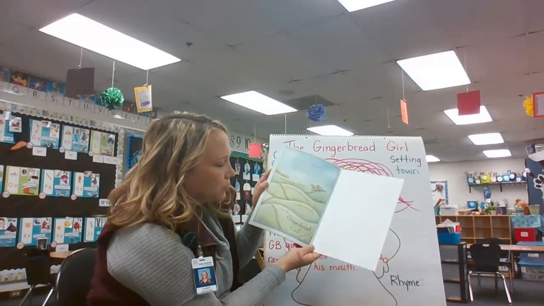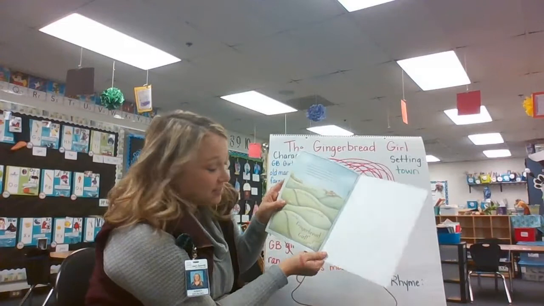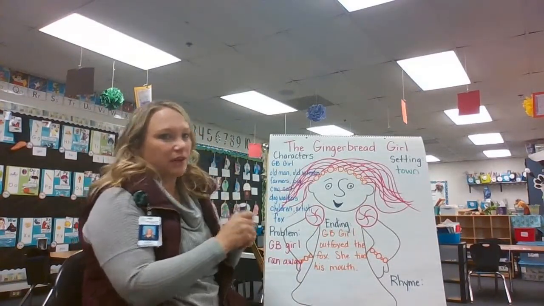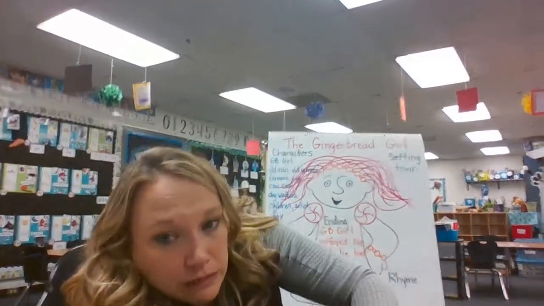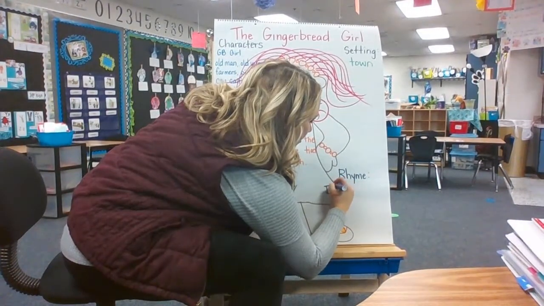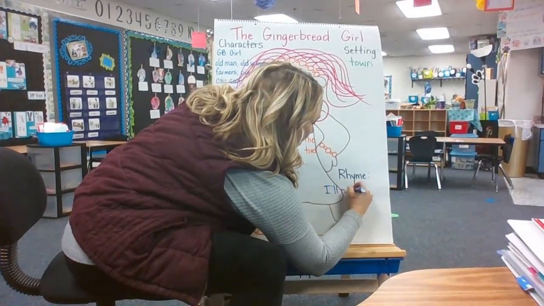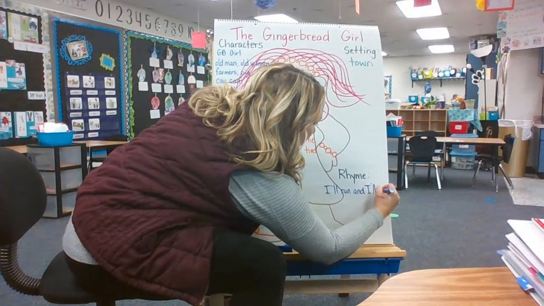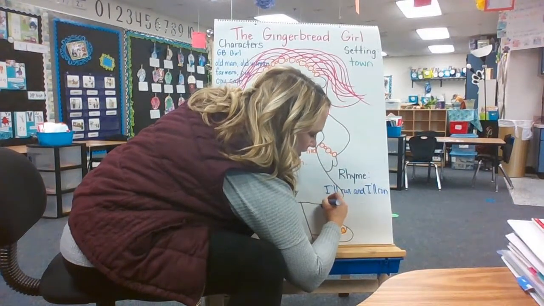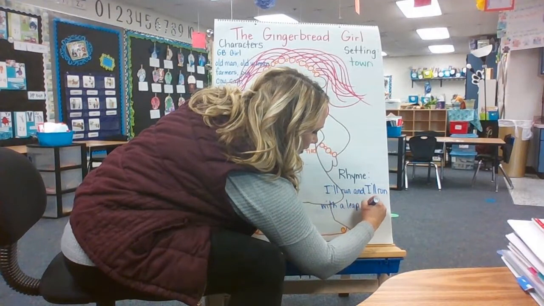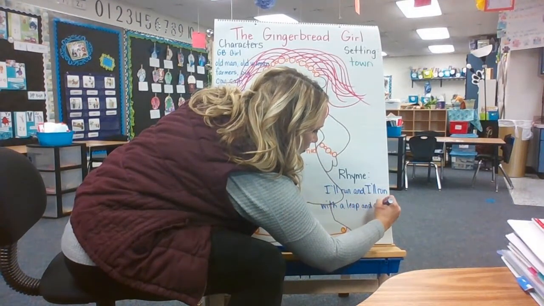I'll run and I'll run with a leap and a twirl. I outfoxed the fox. I'm the gingerbread girl. And then I love the rhyme. And I forgot to write the rhyme here. Let me tilt my video down just a little bit. I forgot to write the rhyme here. It says, I'll run and I'll run with a leap and a twirl.